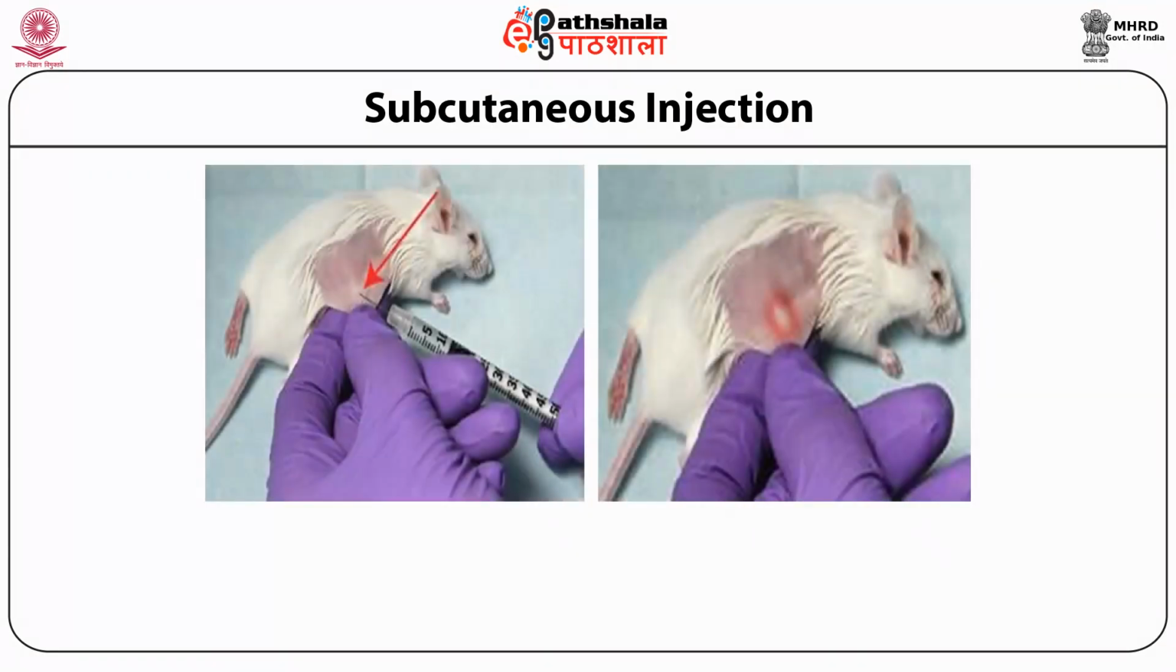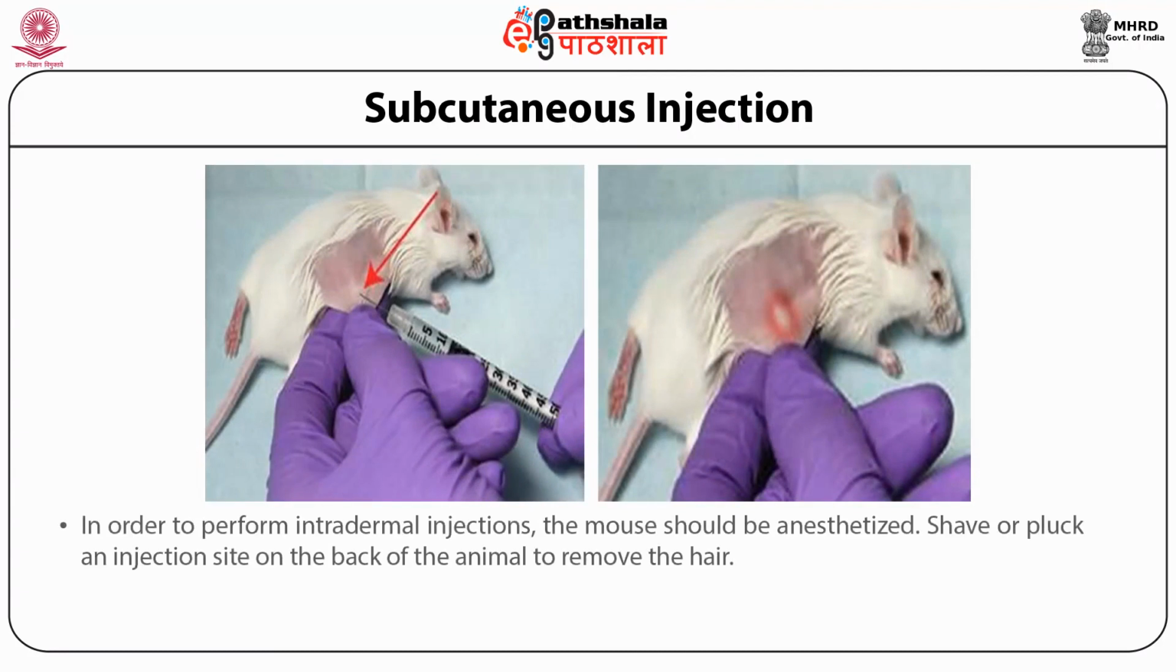This is the third injection, what we call intradermal injection, which we use for raising antibody or for rheumatoid arthritis models like collagen injections. Here the mouse is usually anesthetized and the site of injection should be cleaned properly, and in a small area you have to inject with a 25 to 26 gauge needle. This figure shows how to inject properly.